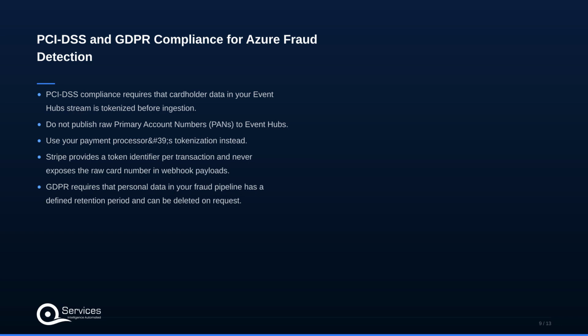Azure holds PCI-DSS Level 1 certification across its core services including Event Hubs, Stream Analytics, Cosmos DB, and Logic Apps. You inherit the infrastructure compliance. Application-level controls, such as tokenizing card numbers before publishing to Event Hubs and configuring role-based access controls, remain your responsibility.